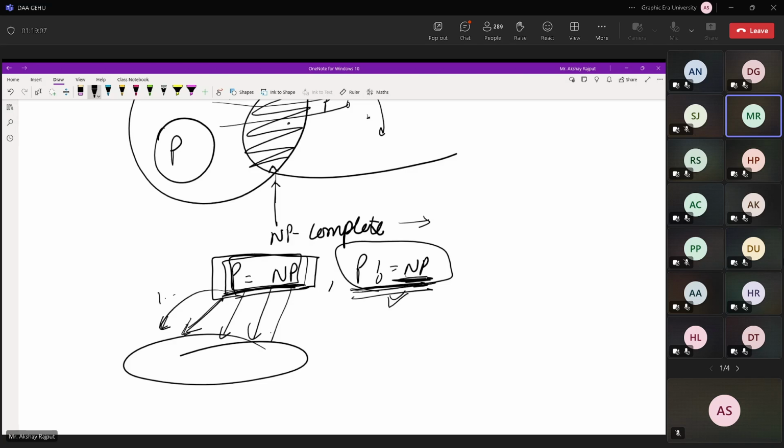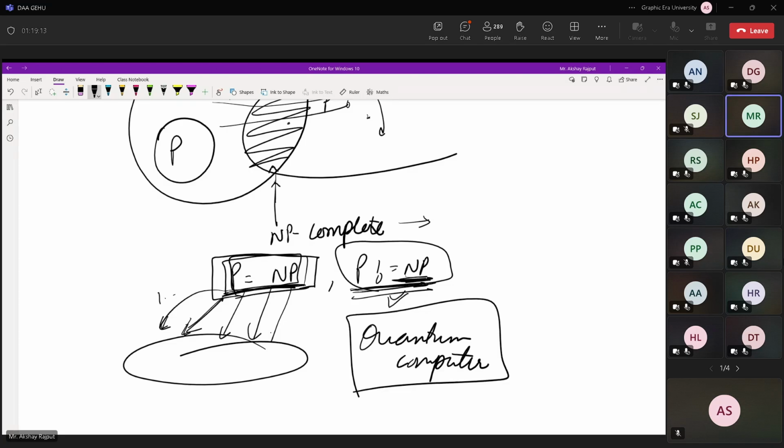Now you see, we are dealing with quantum computers every day. When quantum computers are there, they can have multiple states at the same time. Now they are like a non-deterministic machine.